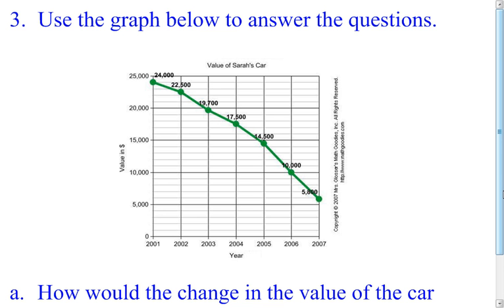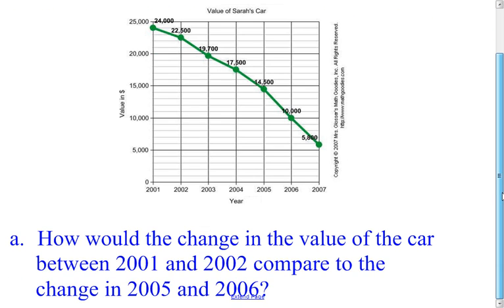The x-axis does not need to start at 0, but the y-axis does, which our y-axis talks about money, and it does go from $0 and then jumps to $5,000, $10,000, and so on and so forth all the way up. So the question is, how would the change in the value of the car between 2001 and 2002 compare to the change between 2005 and 2006?